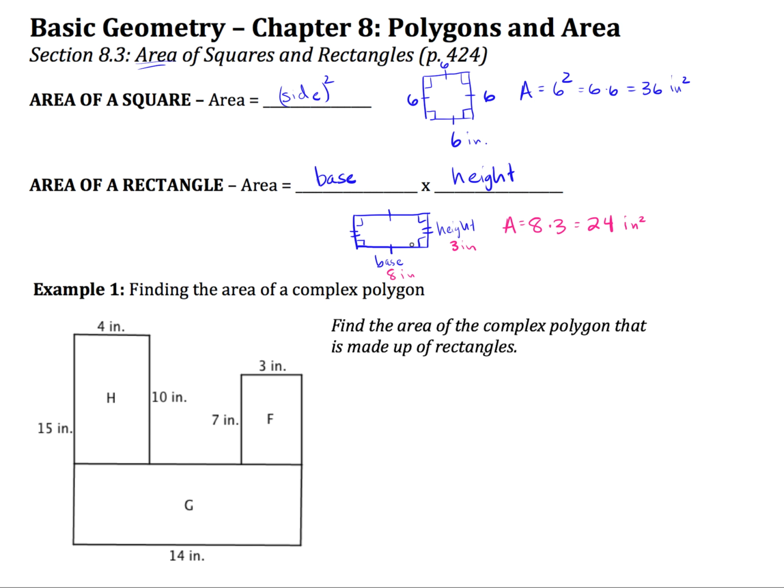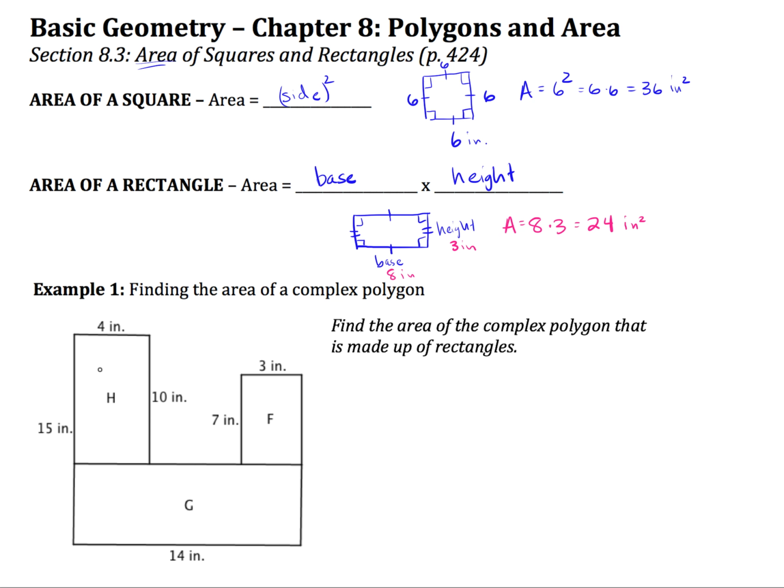Now I have one example that I want to take a look at, because the examples of finding the area of a square and rectangle are not too tricky, but I do want to look at this example down here where we have what's called a complex polygon. A complex polygon is one that's made up of a number of other polygons kind of stuck together, if you will. For this example, we're finding the area of this complex polygon that's made up of 3 rectangles stuck together. We have the rectangle that I labeled H, one that I labeled F, and one that I labeled G.